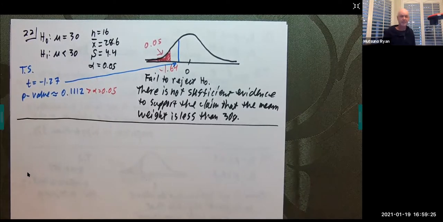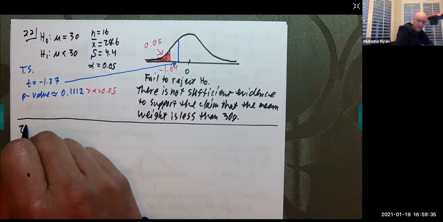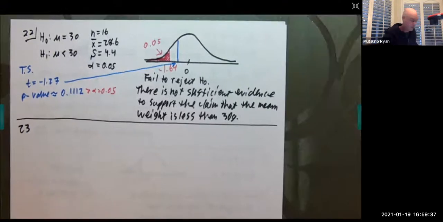Cool stuff. Number 23. Now, this one's going to be the same in the sense of it's going to be a t-test and all that. How are we doing on the camera there? Okay.